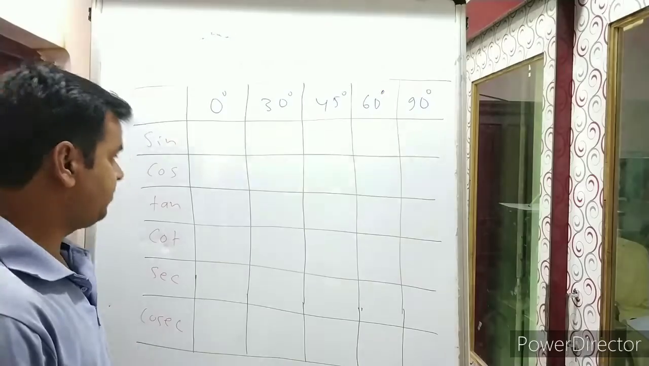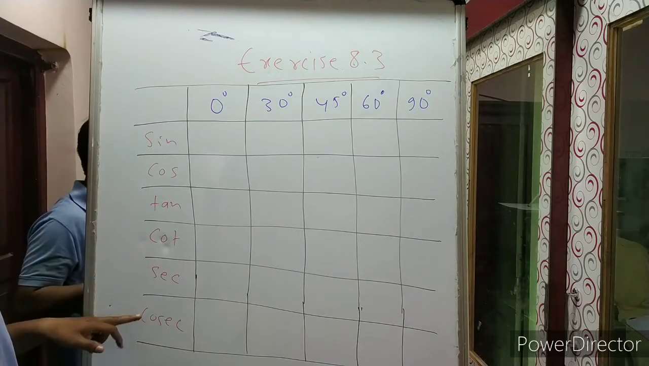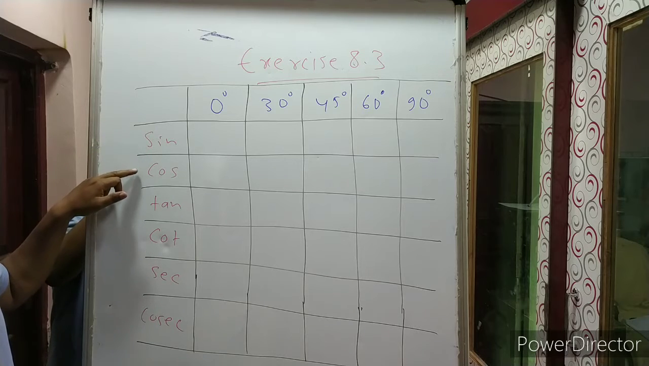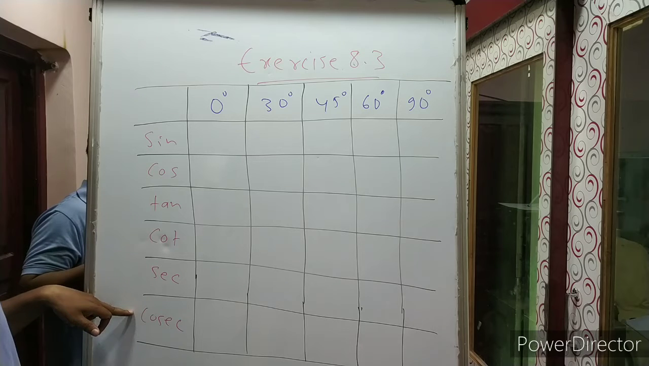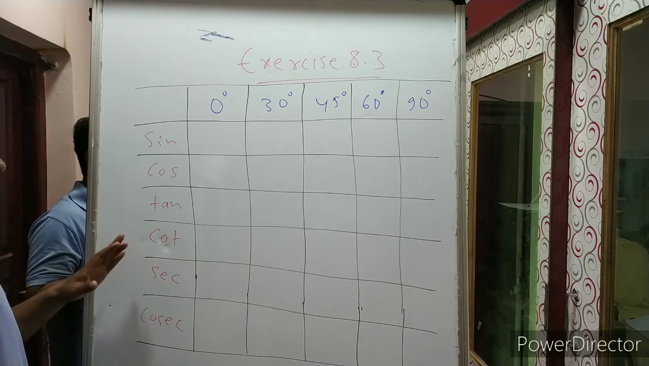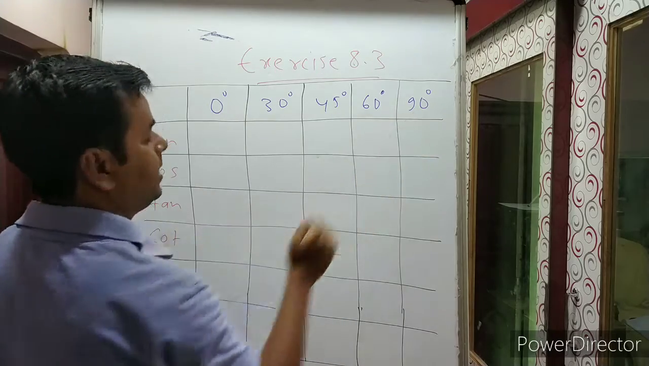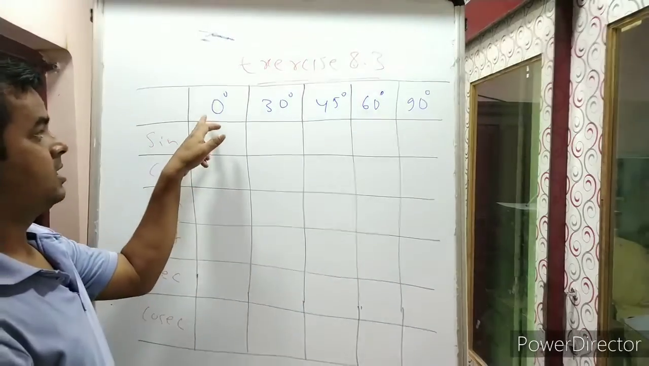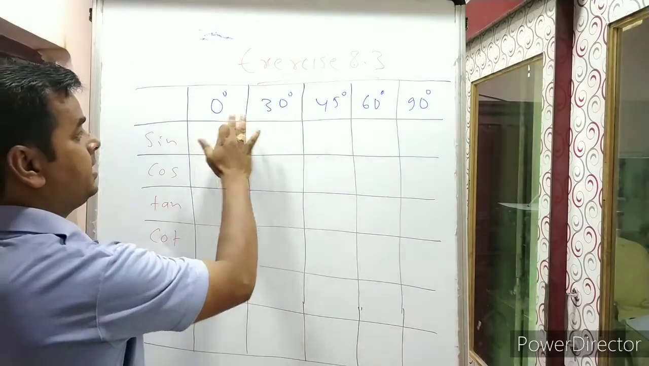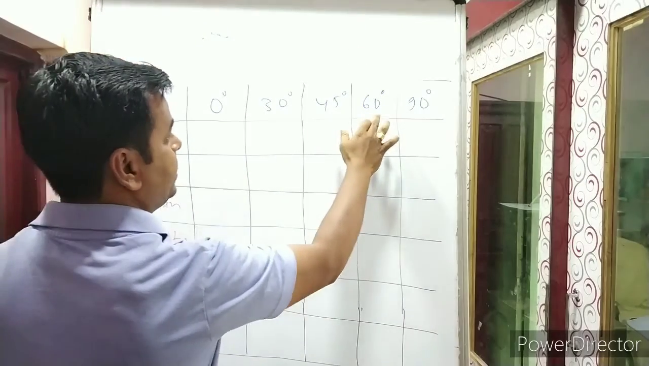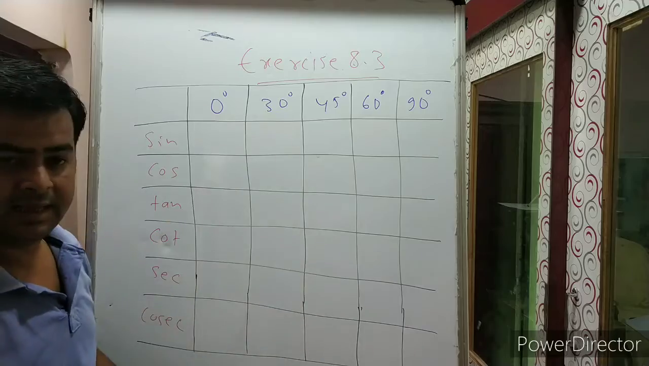First, we need to write all trigonometric ratios in this order: first sine, then cos, then tan, cot, sec and cosec. The degrees we need the values for are from 0 to 90. 0 is the least degree and 90 is the maximum. After 0 degree, we have 30 degree, 45 degree, 60 degree and 90 degree. Make the columns like this.